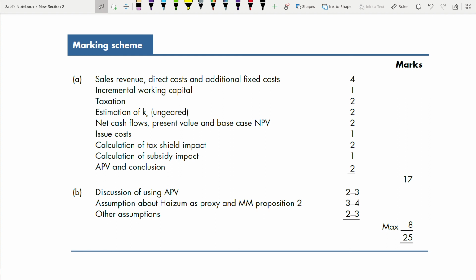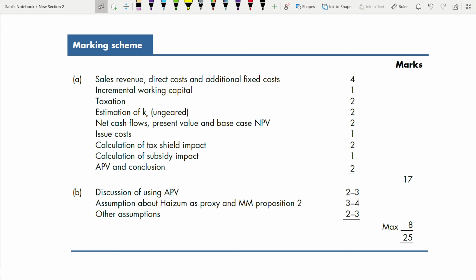So all this looks very small, 1 mark, 2 marks, but when you add them together in aggregate, they make a big total. So you cannot afford to miss any of it because these are easy marks. Net cash flows, present value, base case 2 marks. That means all 3 have to be correct for you to get the 2 marks. Net cash flow, present value, and base case net present value. It's linked. Issue cost. Tax shield is 2 marks. Subsidy benefit impact 1 mark. Next comes adjusted APV and conclusion.